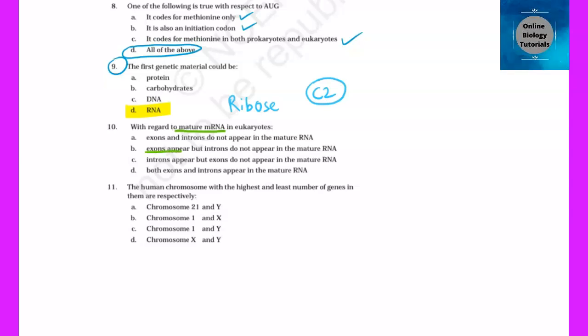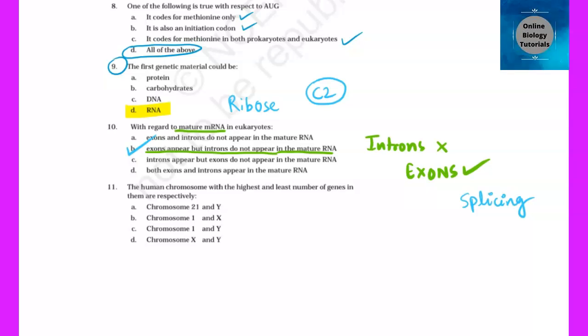So in that, exons will definitely be there, but introns will not be there, because introns are the non-coding sequences, whereas exons are the coding sequences. So they will be required, but introns will not be required. And with the process of splicing, introns will be removed, right? So option B is the right answer to this question.